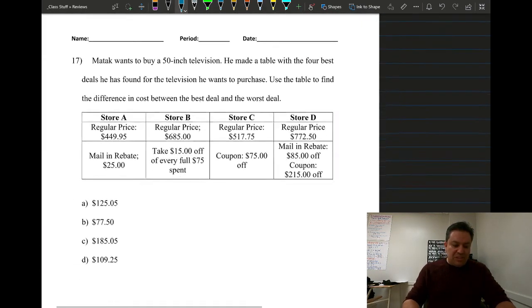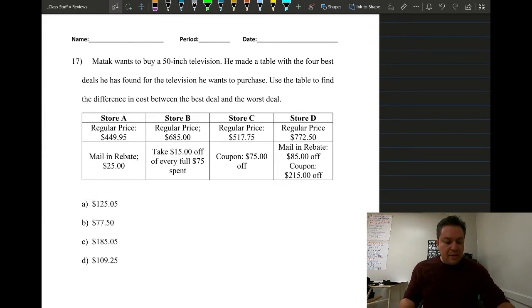And number 17, the last one. I don't know how to pronounce that name. Wants to buy a 50-inch television. He made a table with the 4 best deals he found for the TV that he wants to purchase. Use the table to find the difference in cost between the best deal and the worst deal.